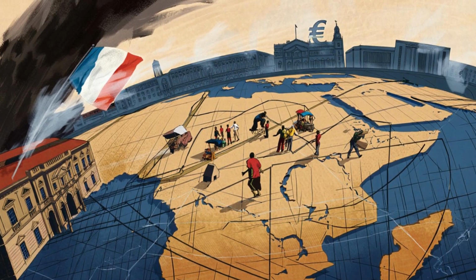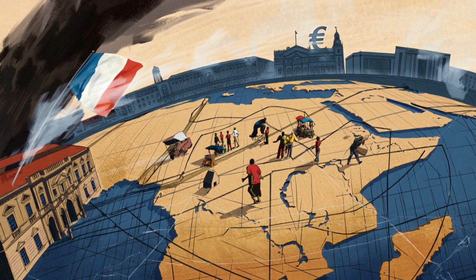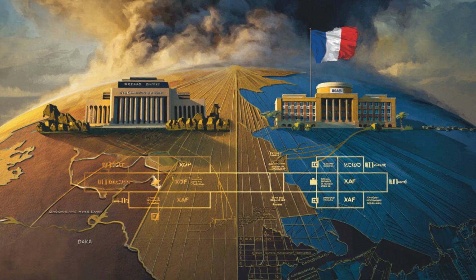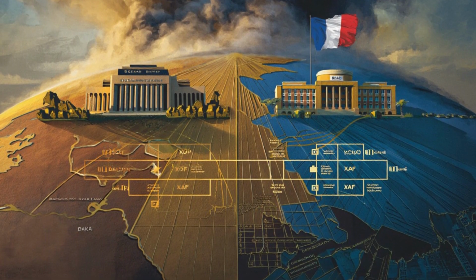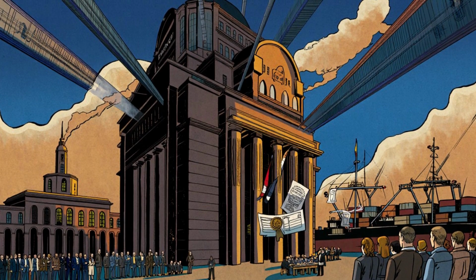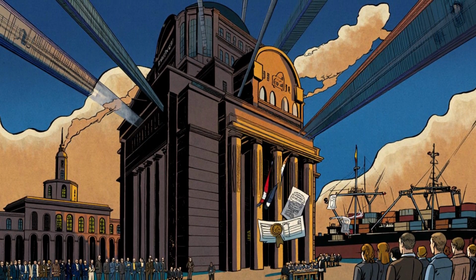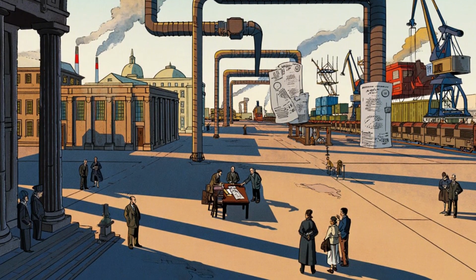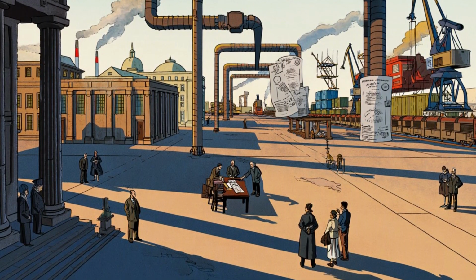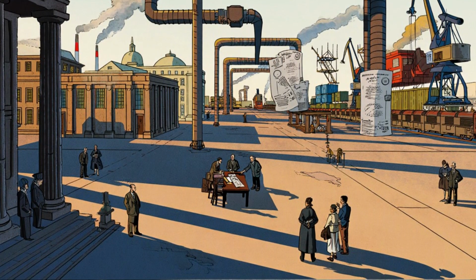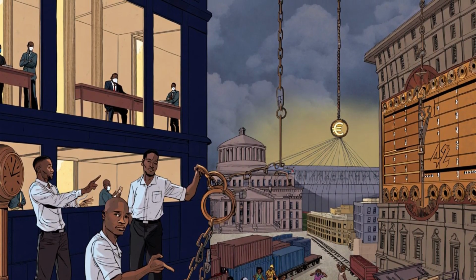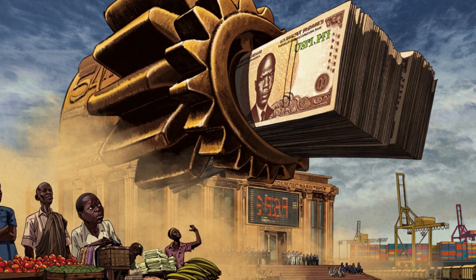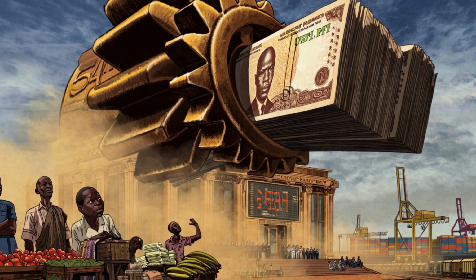The first fact that matters: the CFA franc isn't one currency, it's two zones. There's the West African zone, often labeled XOF, and the Central African zone, XAF. And they share the same principle, a fixed peg to the euro. The official fixed rate is often cited as €1 equals 655.957 CFA. What does it mean when a currency is fixed to the euro?